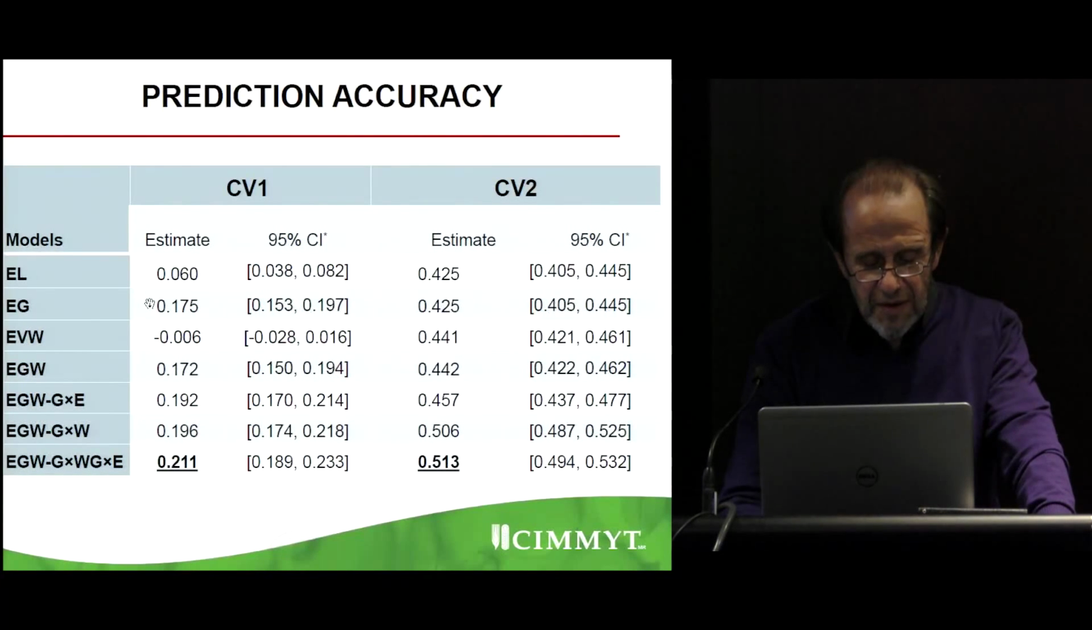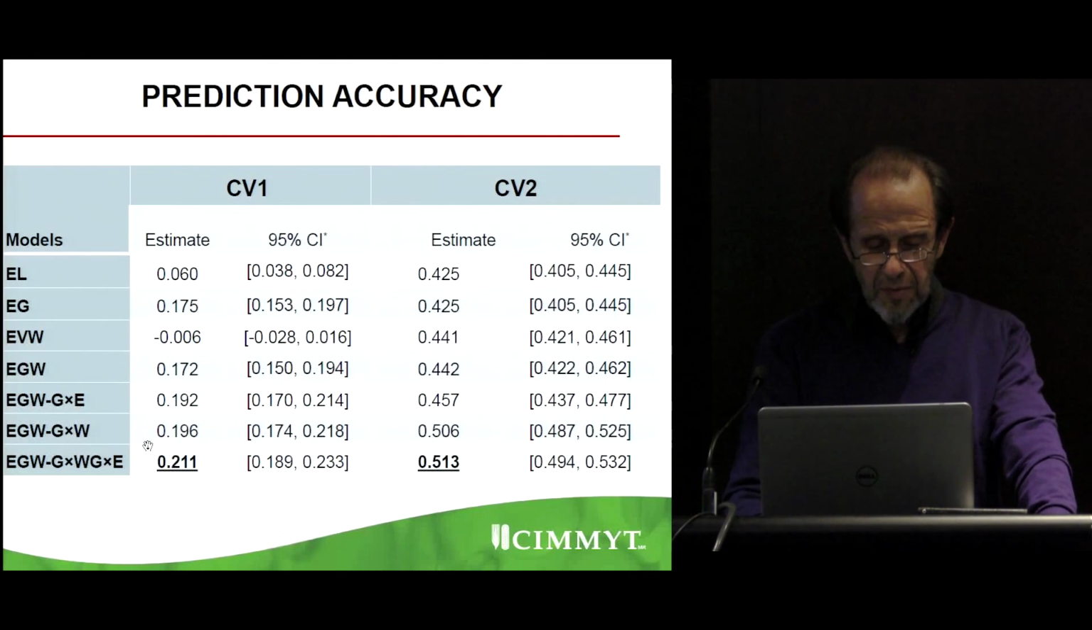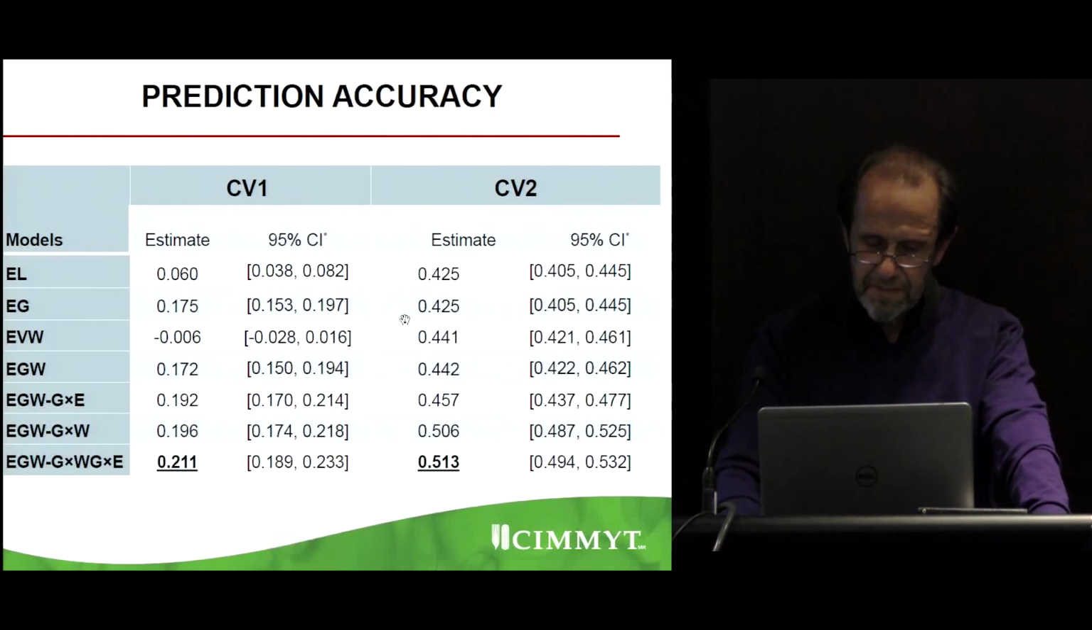much more than this. Now, when you put G by E, you start improving something. This is genomic by environment. This is genomic by environmental covariable, and this is the full model with environment, genomics, environmental covariables, G by environmental covariables, and G by E. This is CV2. When we predict some lines in some environments, others in others, the prediction is easier.